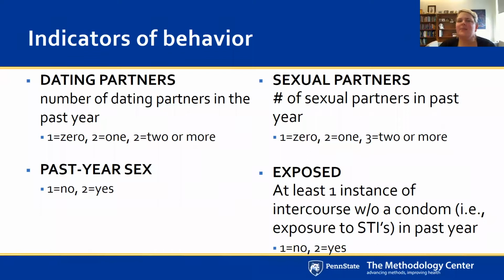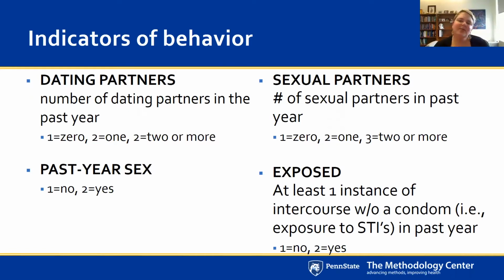So here what we have are indicators for dating partners. So that's the number of dating partners that you've had in the past year, whether or not you've had sex in the past year, what is the number of sexual partners you've had in the past year, and then this exposure to a sexually transmitted infection or STI. And so that is at least 1 instance of intercourse without a condom in the past year.